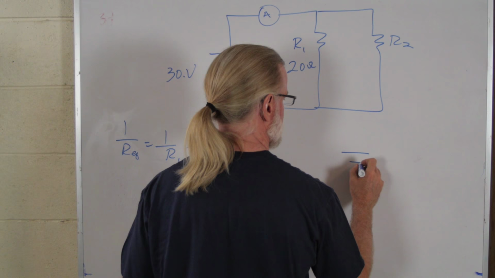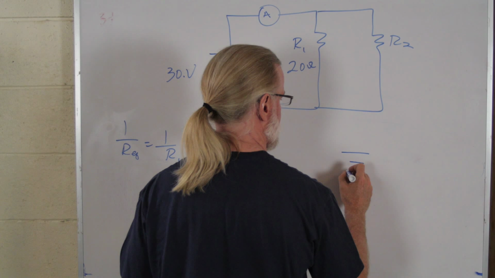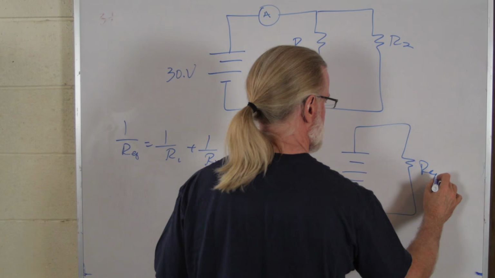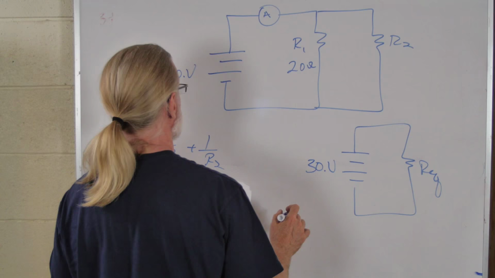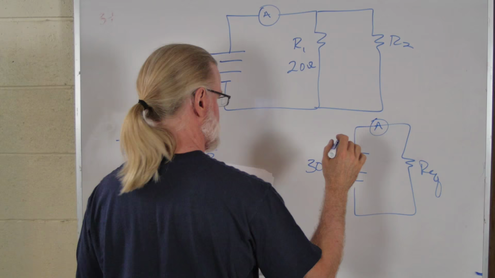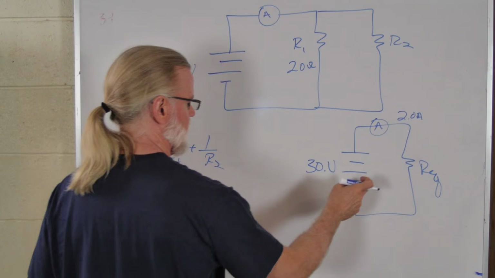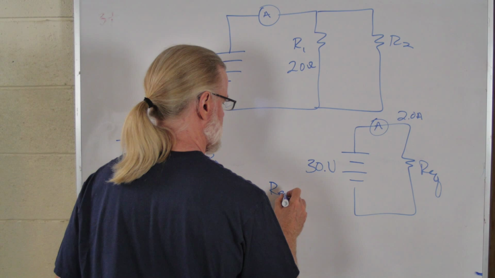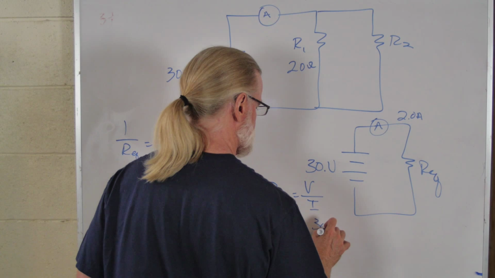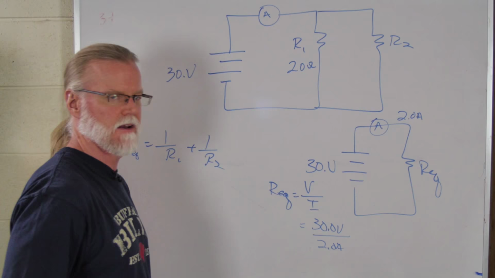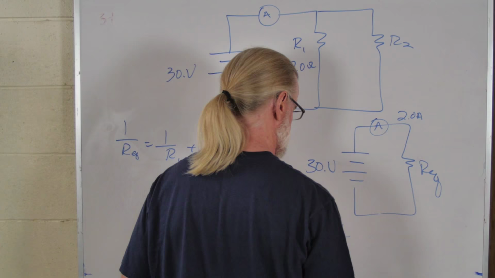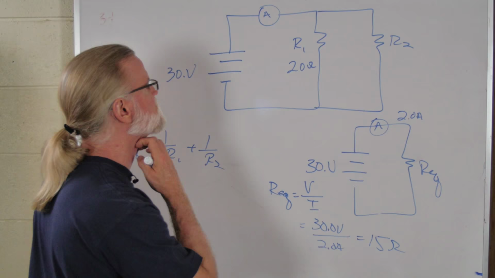The whole idea is that we're going to replace this with an equivalent circuit. It looks like this. That doesn't look equivalent, but it is, trust me. 30 volts. And we had 2 amps? Yes, it is, 2 amperes flowing around here. So therefore, we could just solve for our equivalent in this circuit. R equals V over I equals 30 volts divided by 2 amps. Since it's a simple circuit, the voltage across our equivalent is 30 volts, and it's a series circuit, so the current is the same everywhere. So that looks like it's going to be 15 ohms. All right.